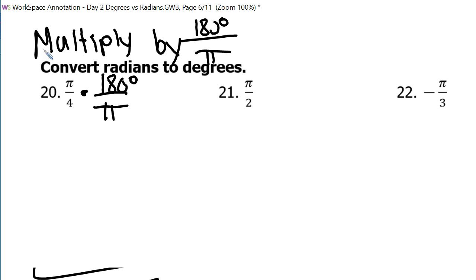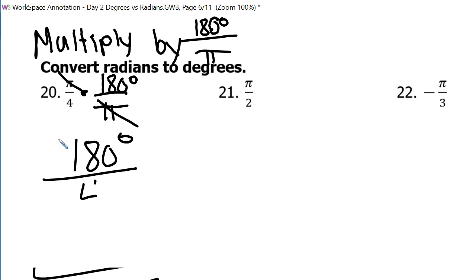Okay, when we do that, the pi symbol in the numerator will cancel with the pi symbol in the denominator, and that's 180 degrees divided by 4. On the calculator, you don't have to have the degree symbol. Just do 180 divided by 4, and how many degrees would that be? 45 degrees. Make sure you have the degree symbol in your answer, though. If they're asking for degrees, you need to have that degree symbol in your answer.